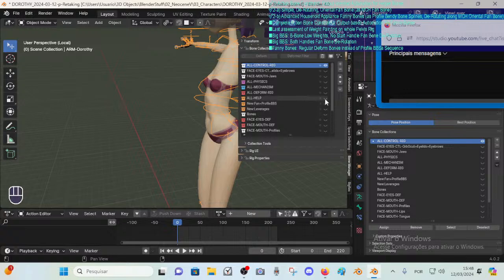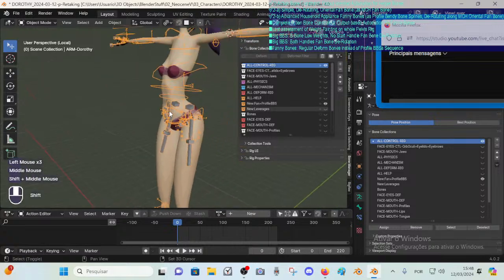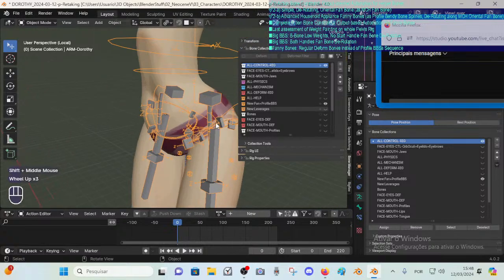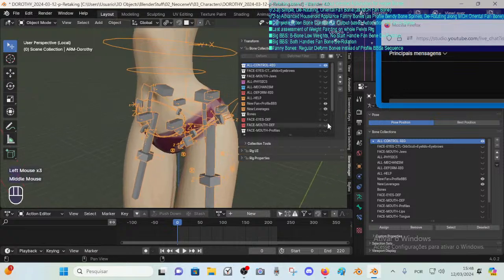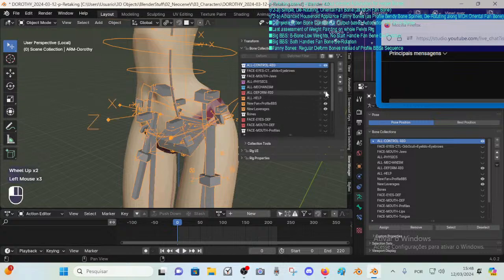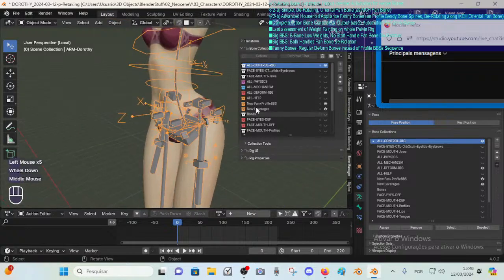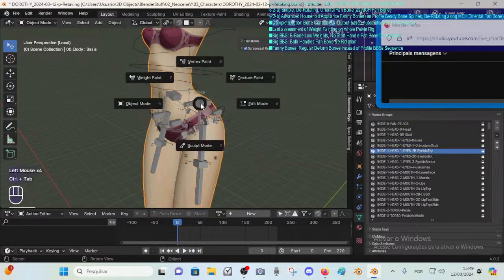Then we have, okay, not this, okay, fan bones and fanny bones, okay. And so this is what I'm working on. And then, okay, this is leverage, also important. And I think there should be a big bone somewhere, I just don't know where it might have gone.